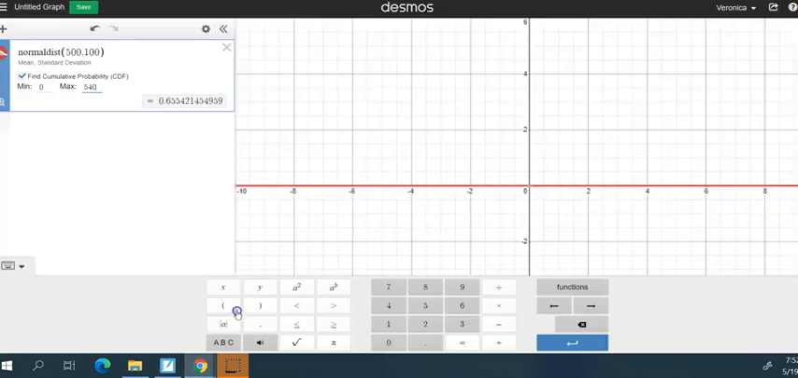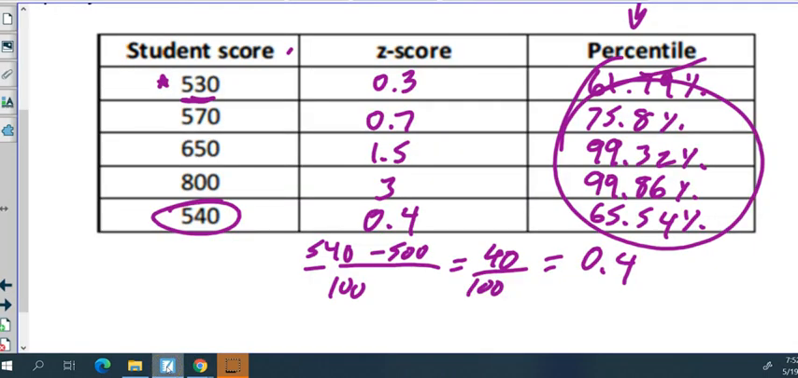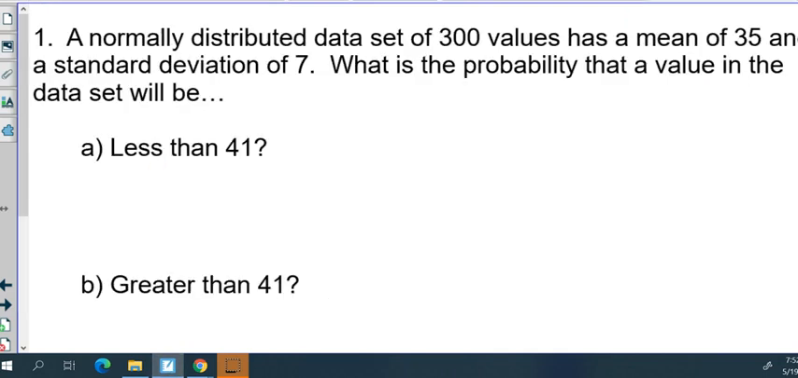We could play around and say, well, what if it was 539? Could I still qualify? Yep, I could, 65.17. What about a 538? Nope, I no longer qualify. So 539 is the lowest that you could get, and still be in that 65th percentile. So remember what it means to be in the 65th percentile. It means you have scored better than 65% of the people in that particular test.